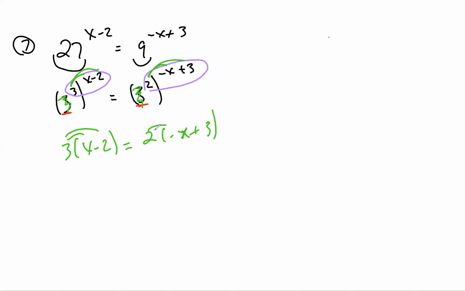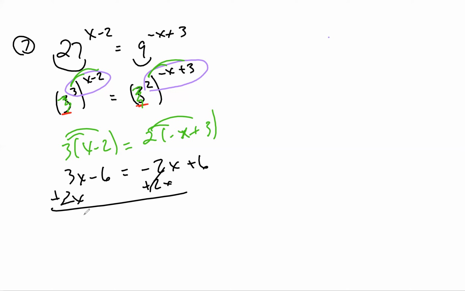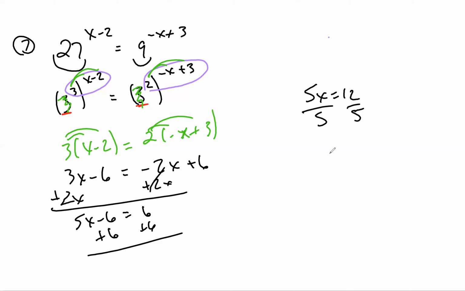And so I'm going to go ahead and solve this just as if it were a normal equation. So I'm going to get 3x minus 6 equals negative 2x plus 6. And then I'm just solving this normally. So I will add 2x to both sides, and I will get 5x minus 6 equals 6. And then I add 6 to both sides, and I'll get 5x equals 12. Divide both sides by 5. X is 12/5. Done. That's it.